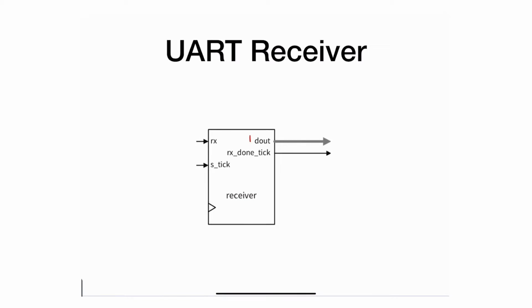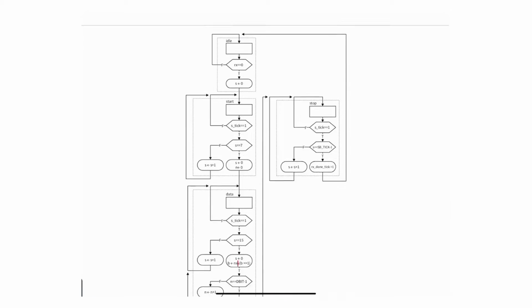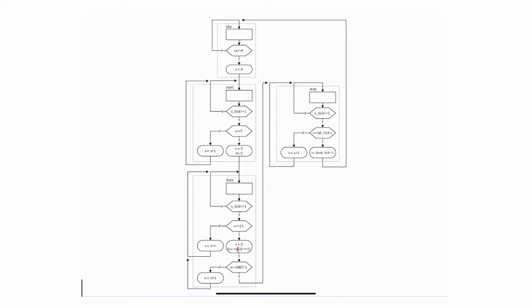Once it shifts in all the data bits, you issue the r_done_tick and make the data available at its output, and it can be written into the FIFO if we choose to. So how is it constructed? In its simplest form, it's a finite state machine, and this ASM chart tells me that it has exactly four states: an idle state, a start state, a data state, and a stop state.